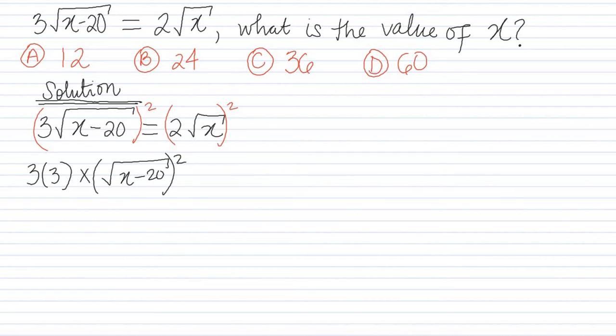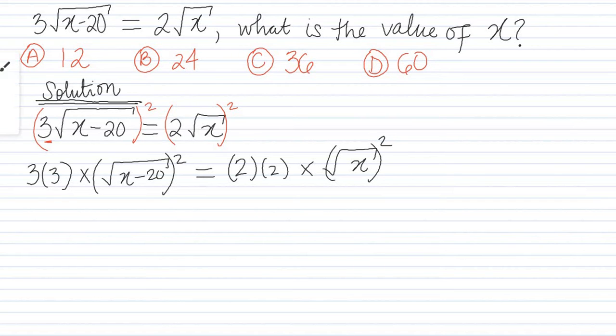So this is a quick way of doing it because 3 root x minus 20 is the same thing as 3 times the square root of x minus 20. You can split the two parts of the information and square one side like we did squaring the 3. So 3 times 3 and then squaring the other part, which is squaring the square root of x minus 20. So we're going to do that same technique on the right side of the equation. So we're going to have 2 times 2, right, times the square root of x all squared.